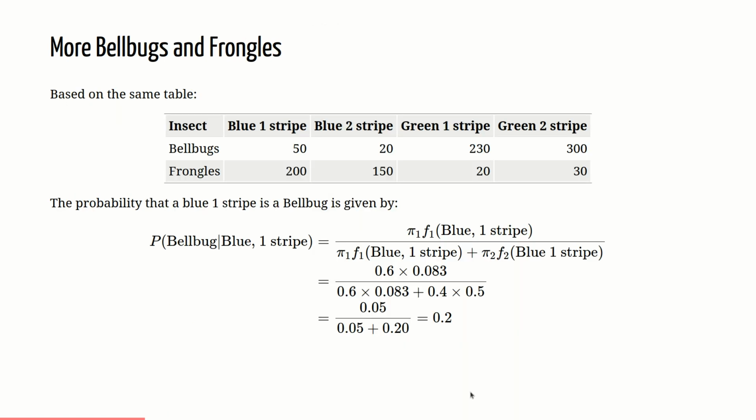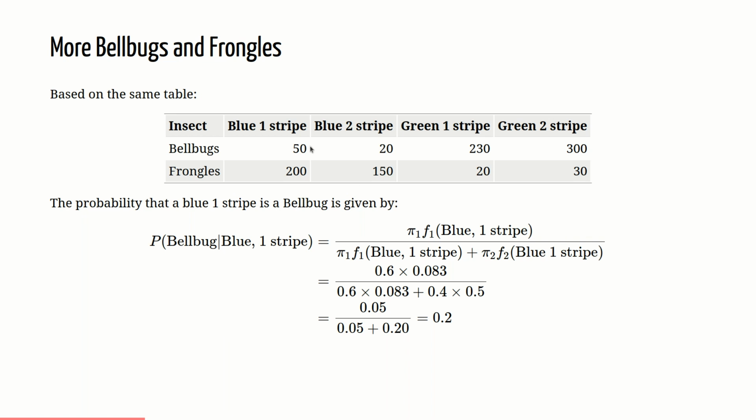So, let's do it with our bell bugs. The probability that a blue one stripe is a bell bug is given by the probability of a bell bug given that it's a blue one stripe. And so we can just chuck that straight into Bayes' theorem. We've worked out pi 1 f1, right? So pi 1 would be the probability of a bell bug, which is just 600 over 1,000. That's easy, so that's 0.6.